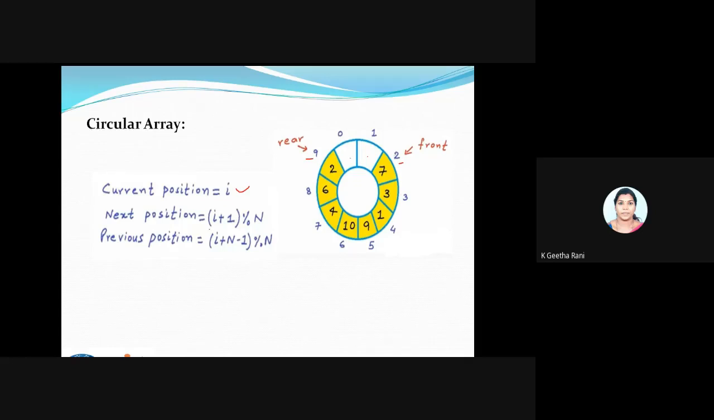this syntax somewhat differs. You can see if I want to use the next position, if you want to add something inside this 0, I need to use a formula called (i plus 1) modulus n. For example, here the rear end is 9, right? So rear is equal to 9. If you want to find the next index, the next index will not be 10, it should be 0. For this I'm using this formula.